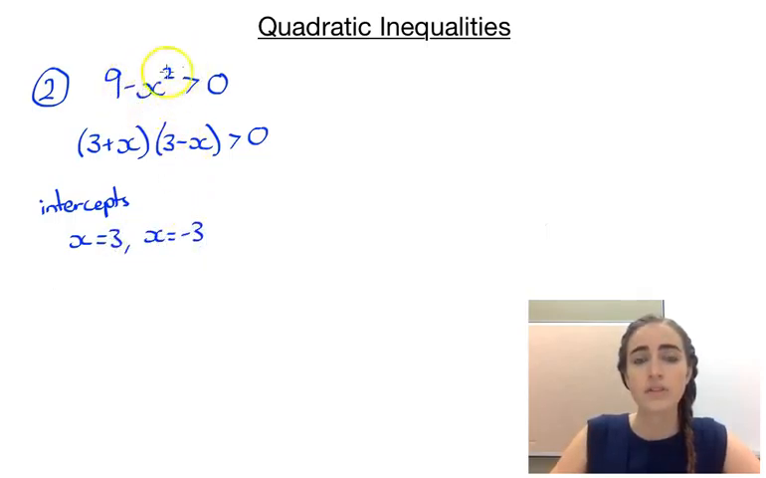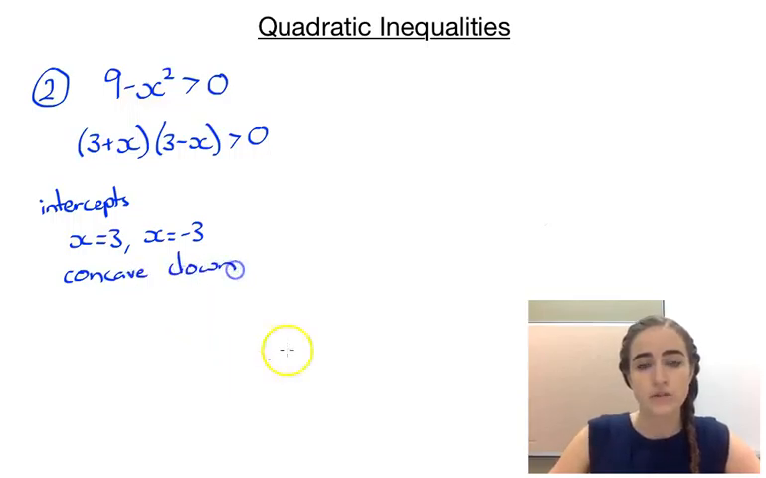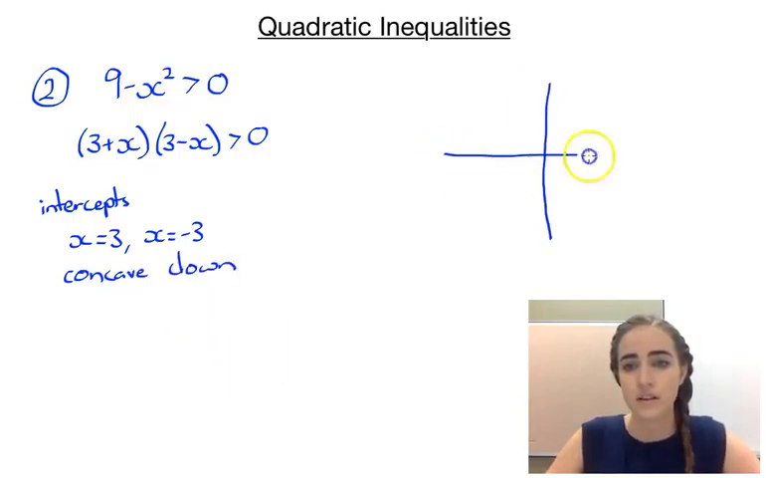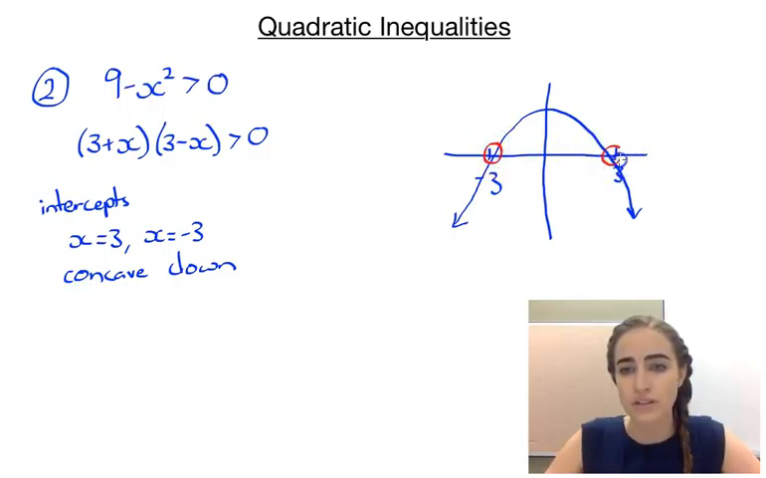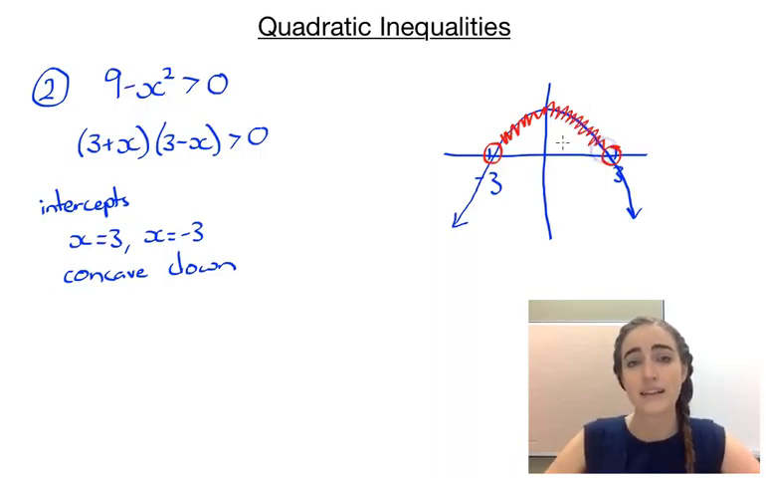We also know because that x squared term has a negative in front of it, that our parabola is going to be concave down. So if we sketch that, we've got x-intercepts of 3 and minus 3, and we know it's concave down, so it's going to come up like this. All right, and we want when that parabola is greater than 0, so that's going to be not at those points, but it is going to be everything between there where that parabola is above the x-axis.